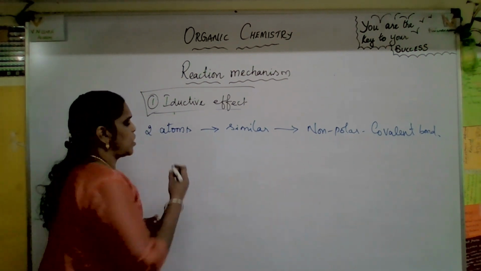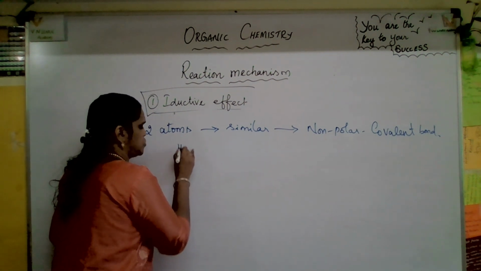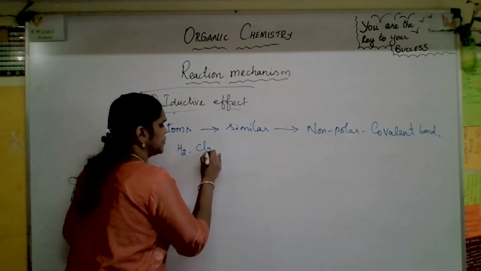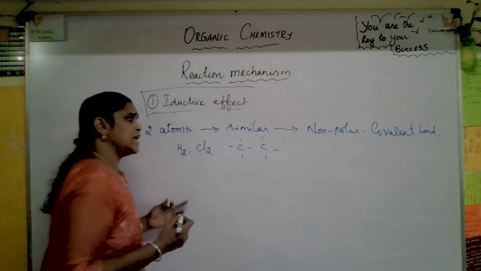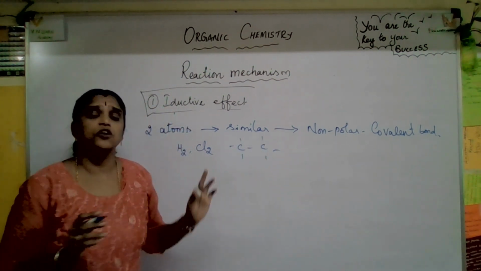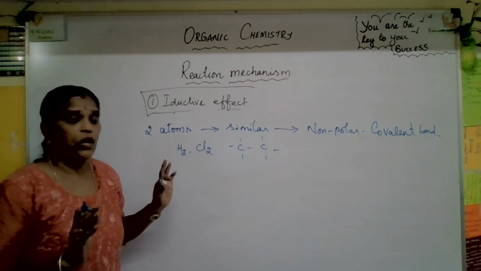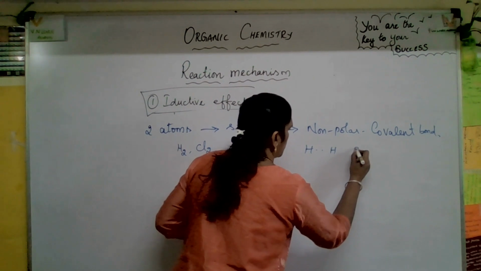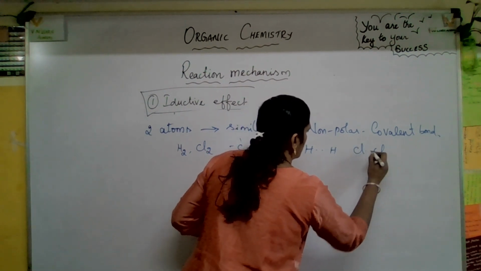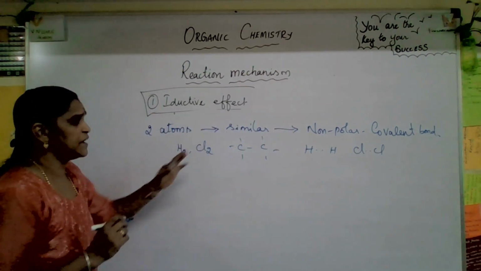Generally, diatomic molecules. See here, H2, Cl2, here carbon and carbon connected. So these are generally non-polar molecules. For example, hydrogen, here hydrogen, chlorine, here chlorine. So in that way we can identify.